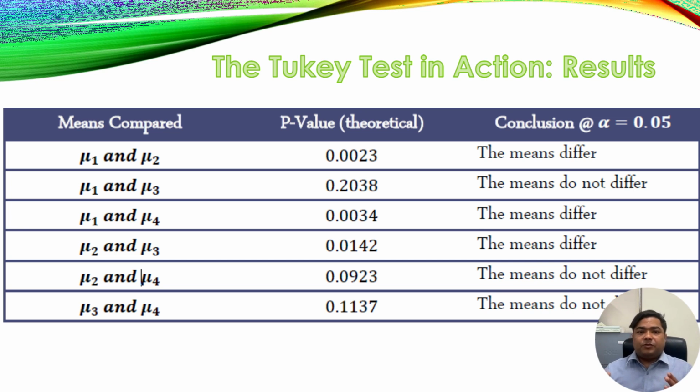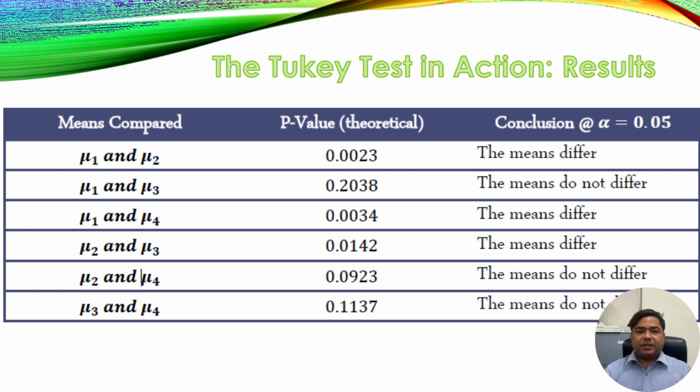For mu1 and mu3, the p-value is 0.2038, which is greater than 0.05. So these two means do not differ. For mu1 and mu4, the p-value is 0.0034. So these means differ. Similarly, mu2 and mu3 have a p-value of 0.0142. So these means differ. But mu2 and mu4, and mu3 and mu4, have p-values greater than 0.05. So their means do not differ significantly.